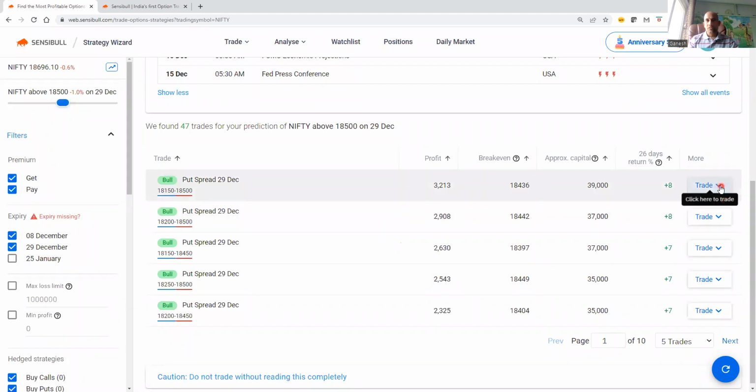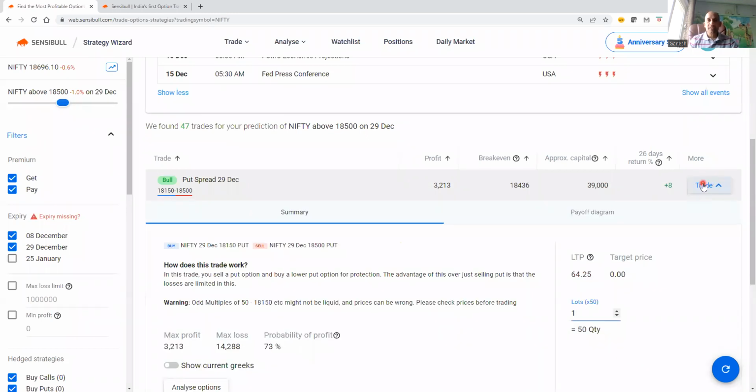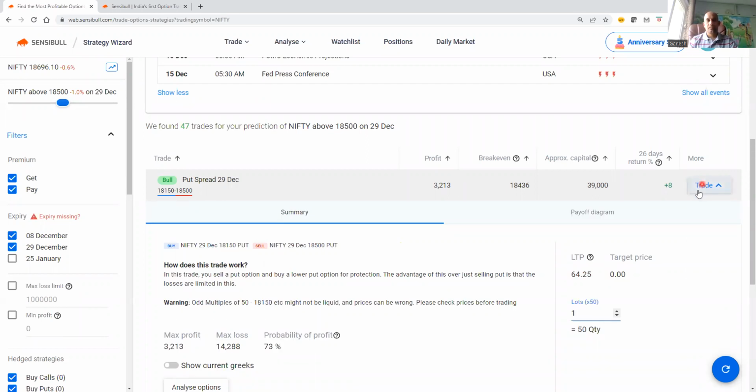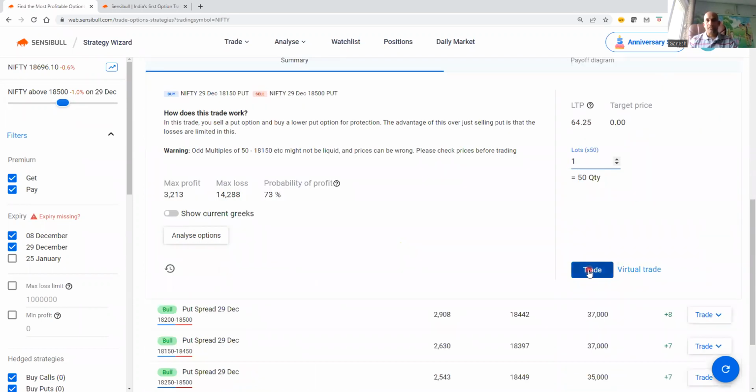So here, when you say trade, it means you actually trade with your money. Let's say I click on trade. Here you see two options: one is a trade, one is a virtual trade. Virtual trade is without money, just an on-paper trade.